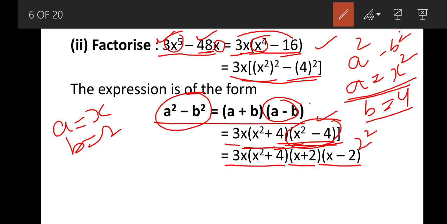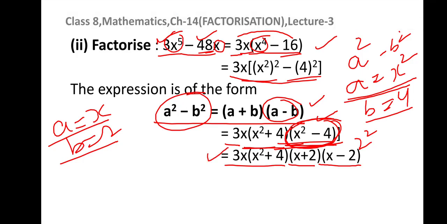So we have used this identity number 3. Then again we have applied identity number 3 in this part, that is x square minus 4. Because 4 can be written as 2 square, x square is already given to us and we have the difference of 2 squares. So we can use identity number 3 again. So here a is x and b is 2. So it will be a plus b, that is x plus 2 into x minus 2. So this will be your final answer.